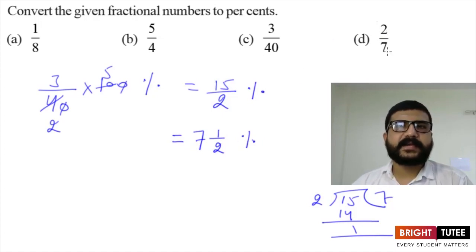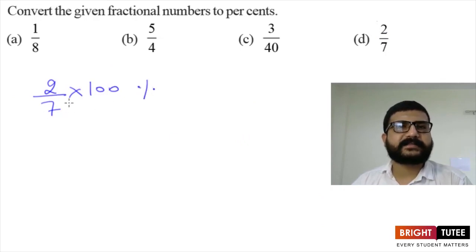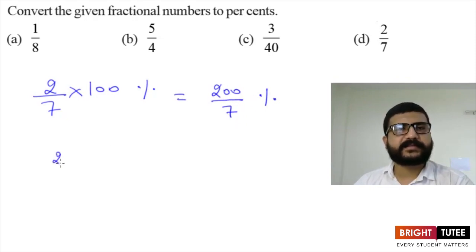The next one is 2 upon 7. We'll again multiply this with 100 percent. Now we have to simplify this. From here we will get 200 divided by 7%. Now we have to write this improper fraction in a mixed fraction form. For that what we will do, we will simply divide 200 with 7. So let's do it. 200 divided by 7.